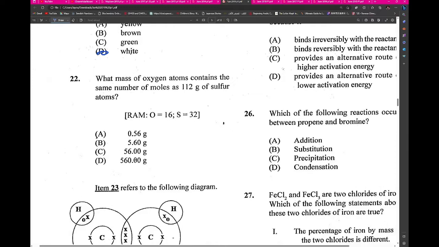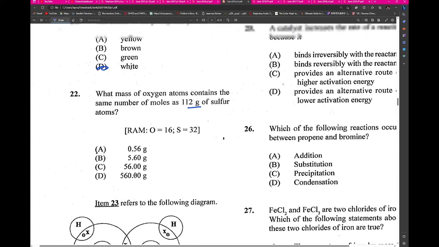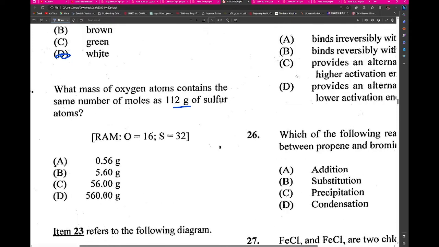The mass of oxygen atoms contains the same number of moles as this amount of sulfur atoms. So we're looking at the number of moles. How many moles of sulfur is this? Moles equal mass over the molar mass, and this would give us 112 over 32.